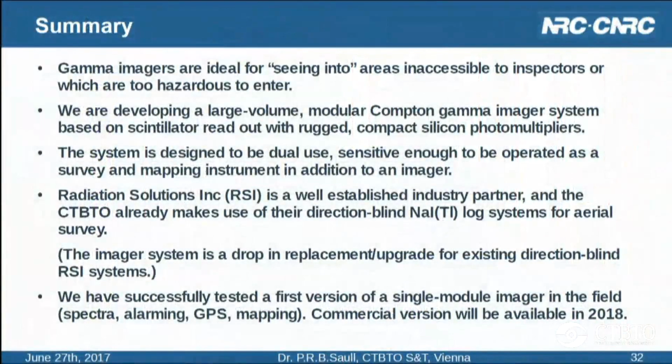We're developing a large volume modular Compton gamma imaging system that doubles as a sensitive spectrometer and an imager. Radiation Solutions, actually CTBTO already has their instrumentation, and this instrument will be sort of a drop-in replacement for the direction blind logs. So you don't really have to do much in order to get this system up and working. And we've successfully tested this in the field, and the commercial versions will be available next year.